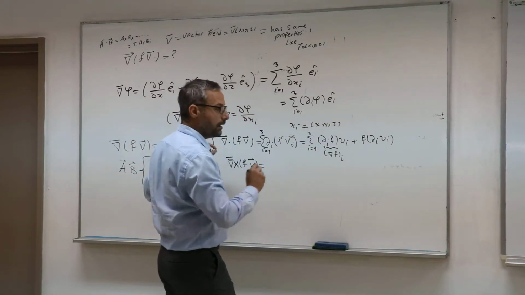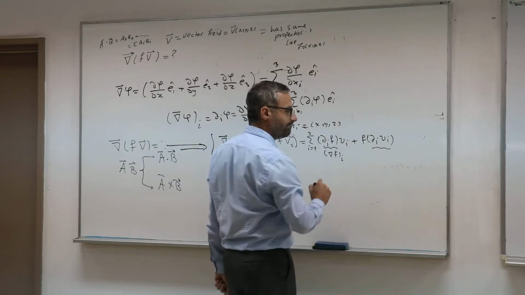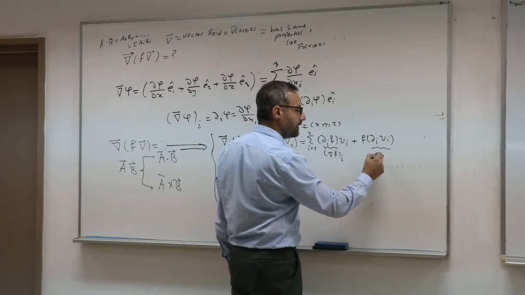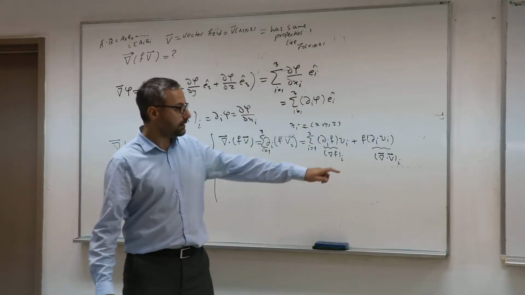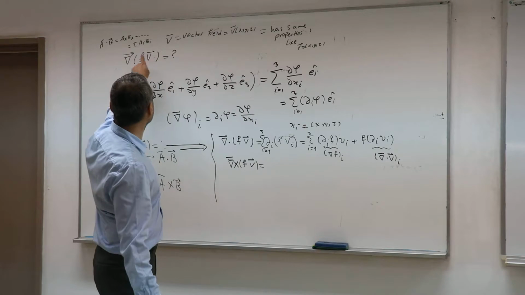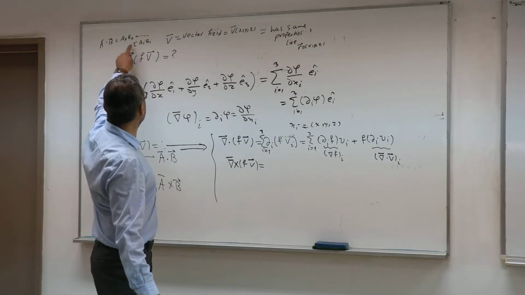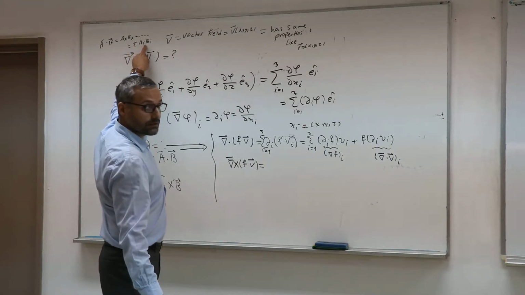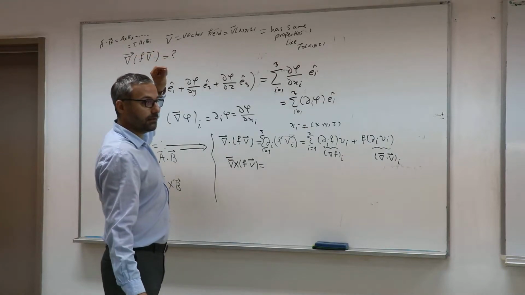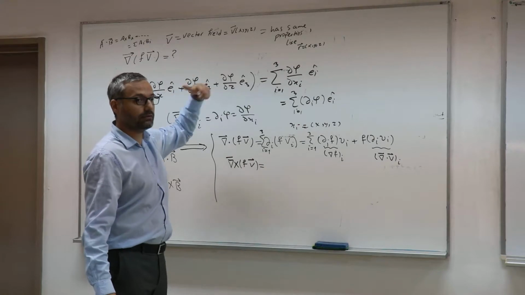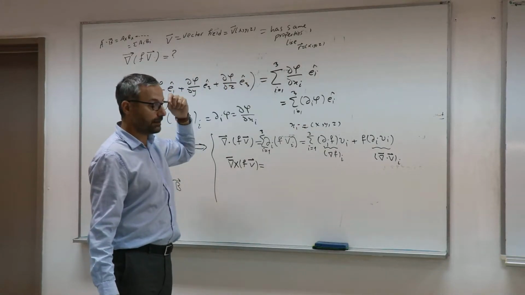And what is that? Gradient dot v, component i. Because I follow this convention: when you have a dot between two vectors, it will be the sum over i of a_i b_i. I just accept it. This is the postulate. I make a postulate and I use it. This is a different approach actually.